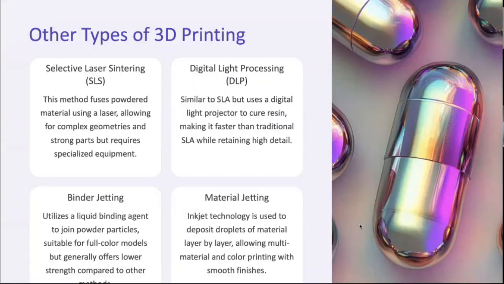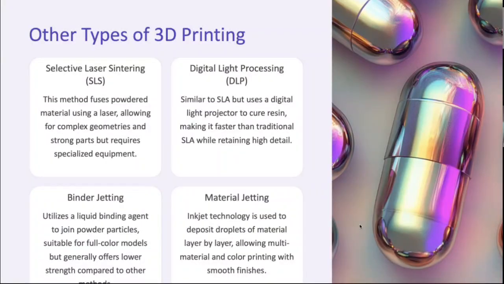Same like SLA, instead of resin, here the powder is spread in a layer. Then they use a laser to harden the required area. Then another layer of powder will be applied, and that also is hardened by the laser. In that way, layer by layer, the powder will be hardened, and finally the required shape will be obtained from the SLS.